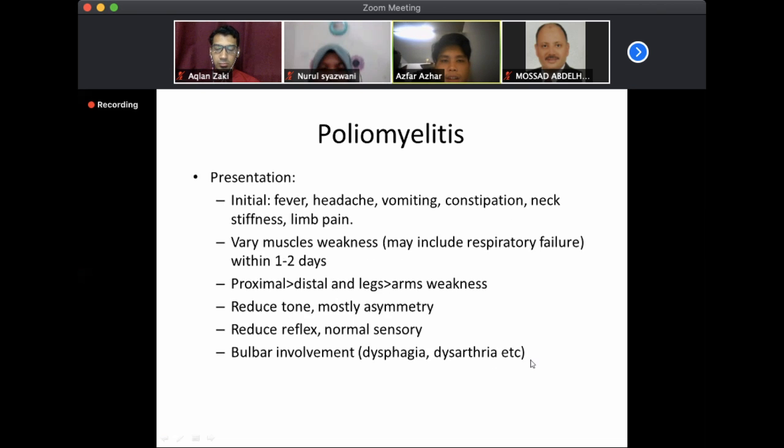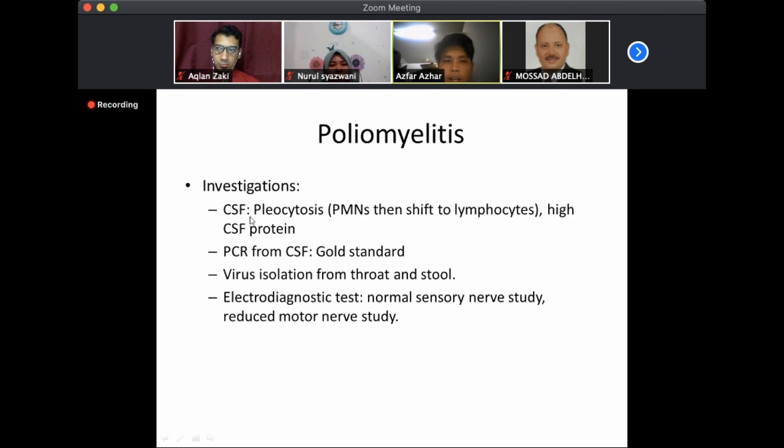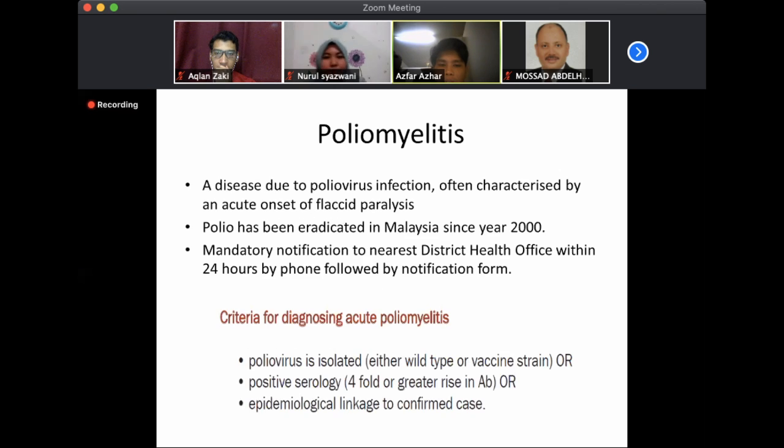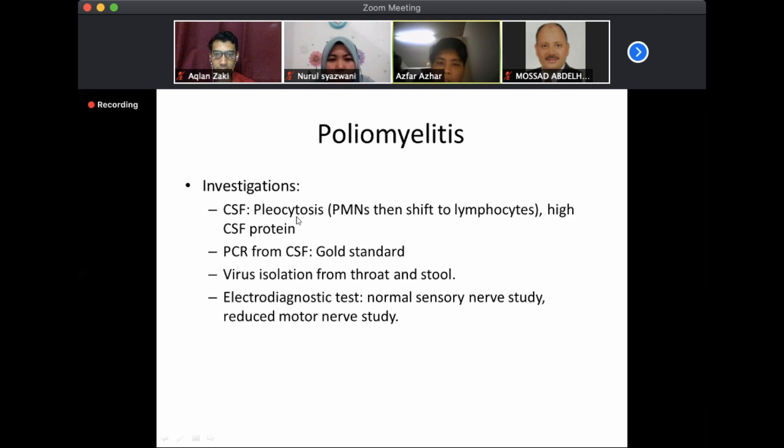Okay. So for poliomyelitis, the investigation, we do the cerebrospinal fluid analysis. It will show pleocytosis, polymorphonuclear cells then shifting to lymphocytes, and high CSF protein. And also the gold standard is we do PCR from the CSF itself, to see the presence of the virus. And then virus isolation from the throat and stool, and also electrodiagnostic tests. Normal sensory nerve study, reduced motor nerve study. Why it is the gold standard, because we need to see the criteria for diagnosing acute poliomyelitis itself: isolated poliovirus, positive serologies. So that's why the investigation is based on the criteria itself.